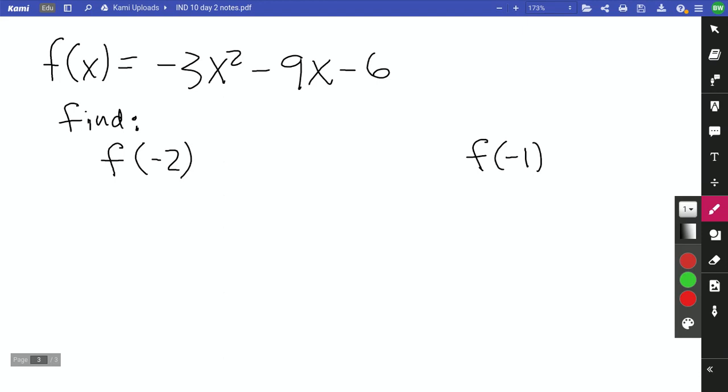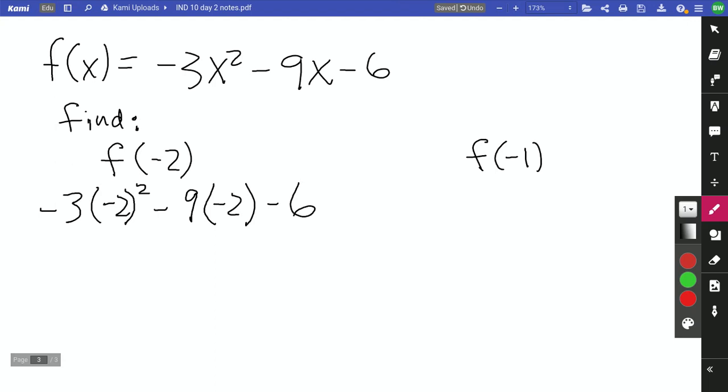Okay, we are back. We're going to look at f of -2 first. So we're going to plug in -2 into that function. So we just make a place to plug it into. Minus 3x squared, -3 parentheses squared, minus 9 times x, and then minus 6. So everywhere there's an x, we're going to put in -2.